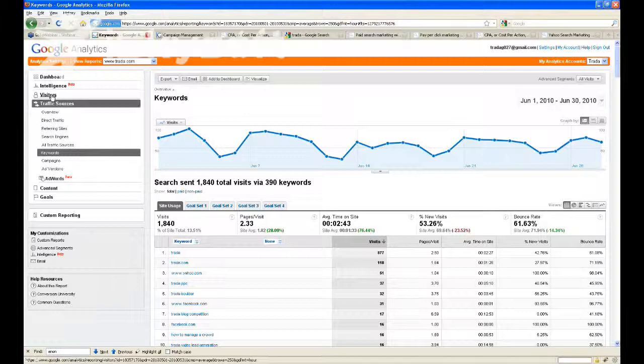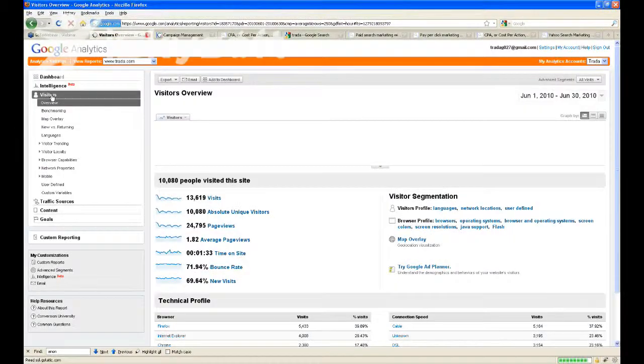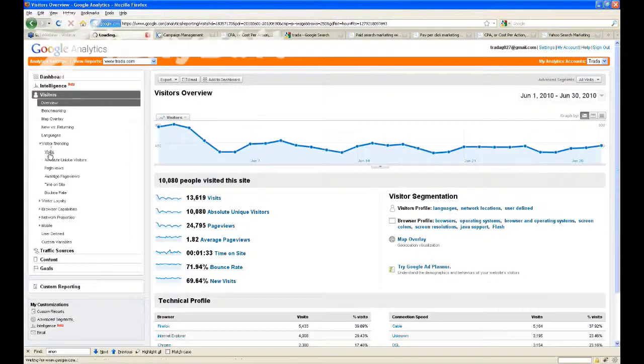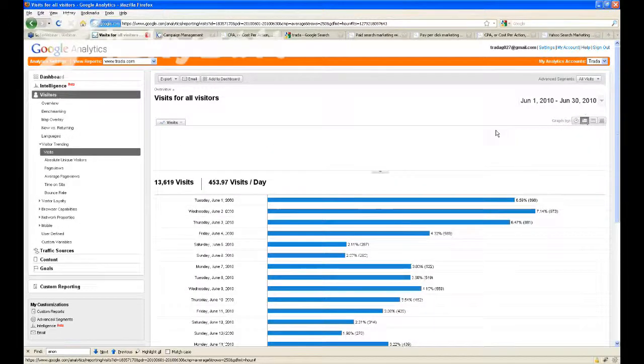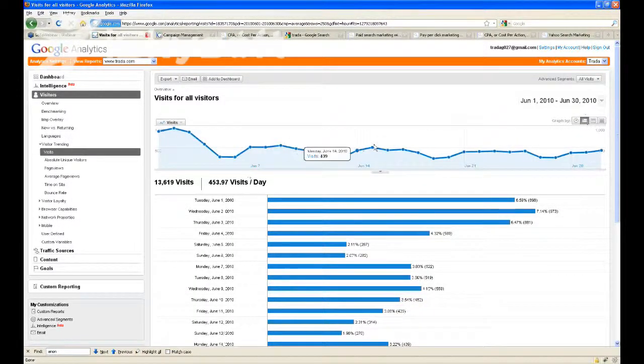So as a starting point, what I'm going to do is show you something that you may not know about. I went to visitors, visitor trending, and visits. And as you would expect, this shows you the number of visits to the Trada website over this June time period. But what I've done is I've sorted by this variable here, which is by hour. So a traditional graph, you would be used to seeing something like this. 500, 600 visits a day, great, it's growing over time, that's what we want to see.